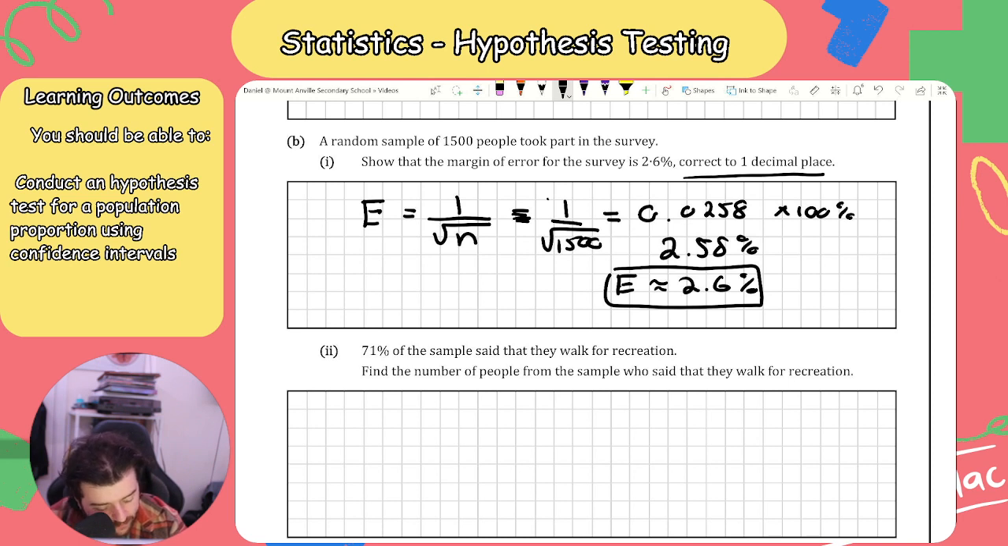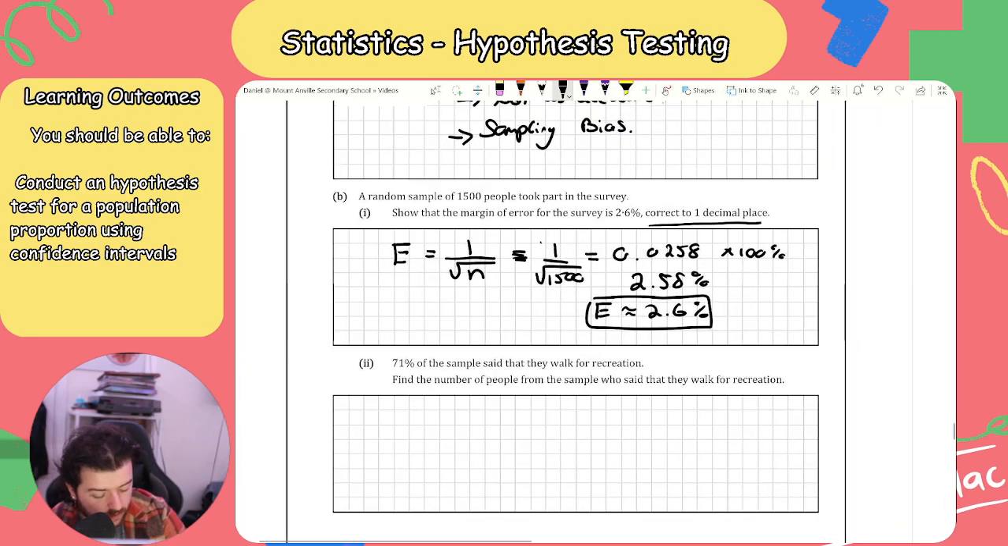Part 2. 71% of the sample say they walk for recreation. Find the number of people from the sample who said they walk for recreation.